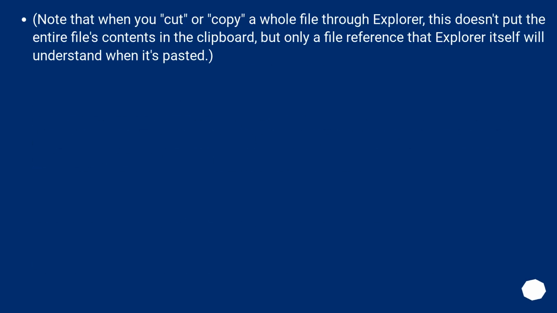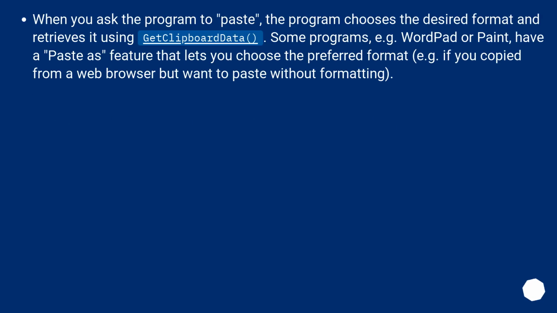Note that when you cut or copy a whole file through Explorer, this doesn't put the entire file's contents in the clipboard, but only a file reference that Explorer itself will understand when it's pasted. When you ask the program to paste, the program chooses the desired format and retrieves it using GetClipboardData. Some programs, for example WordPad or Paint, have a paste as feature that lets you choose the preferred format, for example if you copied from a web browser but want to paste without formatting.